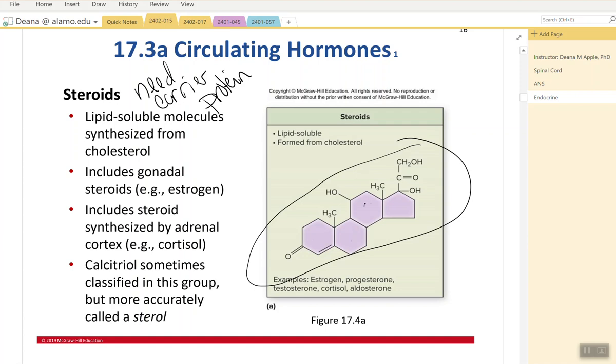These 4 rings? What does this look like? What is it? Yeah, but what is it? What does this look like?